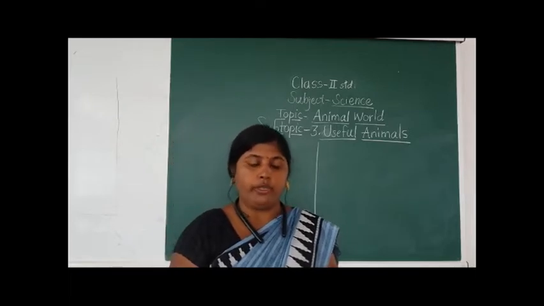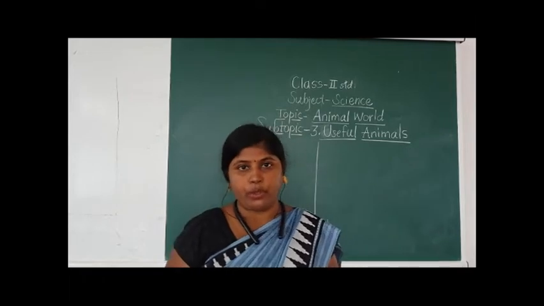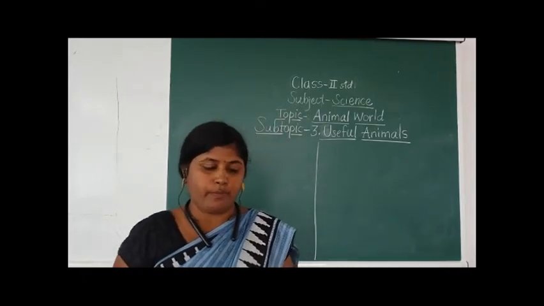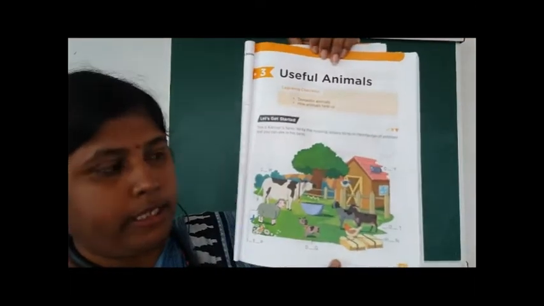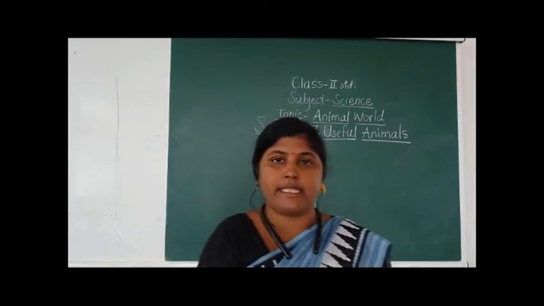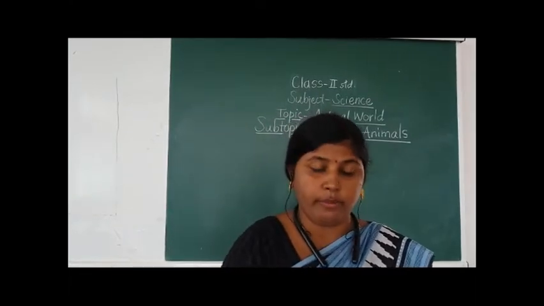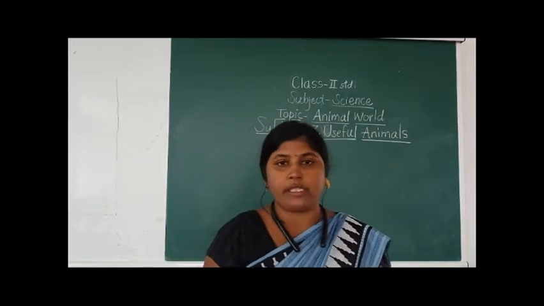So see what you have to do. Dear students, you have to open page number 27 in your science textbook. So this page you have to take out. Now let us start the lesson. Useful animals. In this lesson, what are the important points that we are going to learn? That is domestic animals and how animals help us.